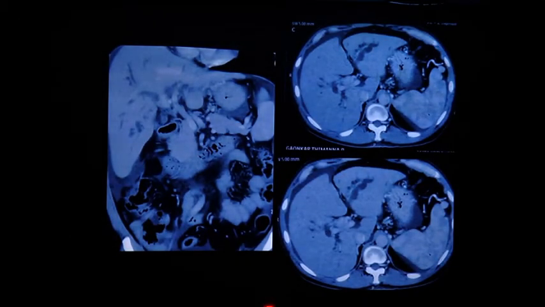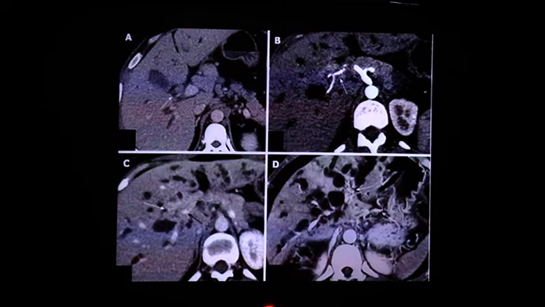So here is one case on coronal reconstruction, right duct, left duct, and a hilar tumor here which is enhancing. You can see it is abutting and maybe involving the right branch. Here in this picture you can see that right branch of portal vein is involved. So you can get all this information on this.